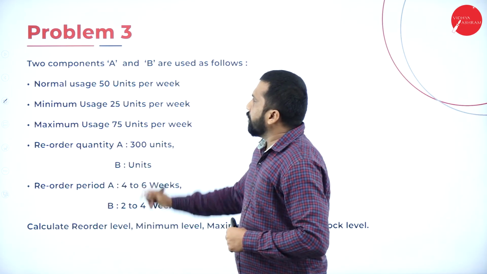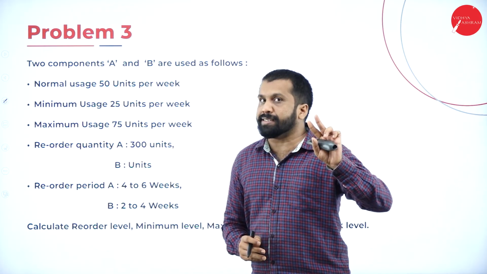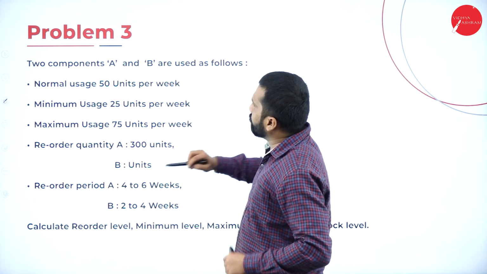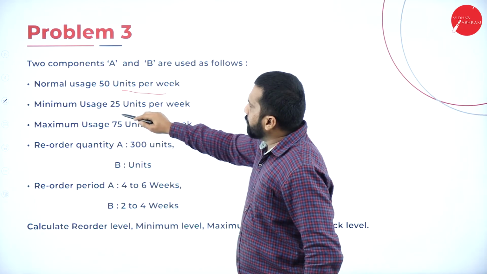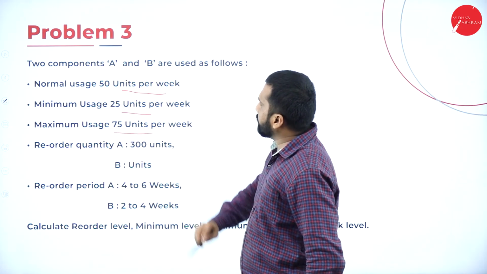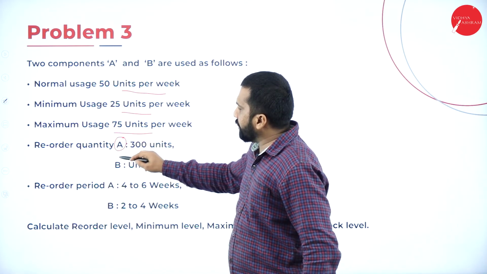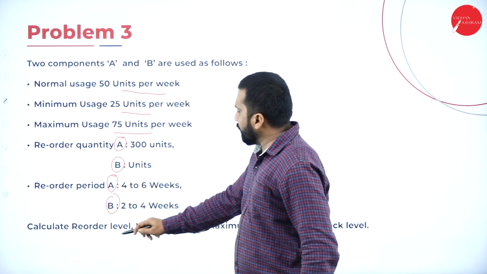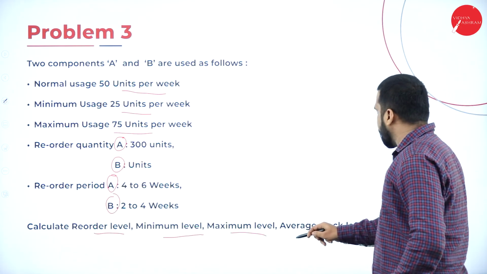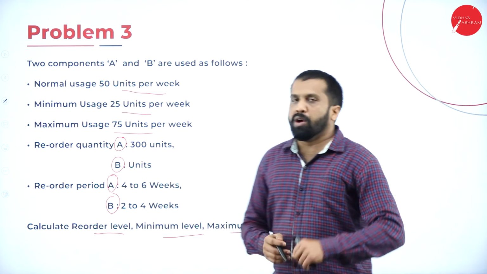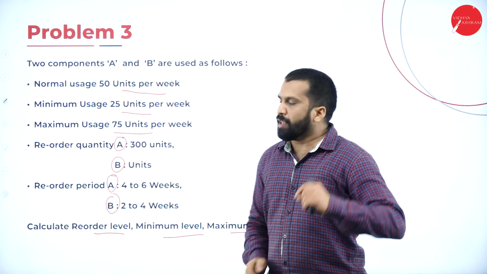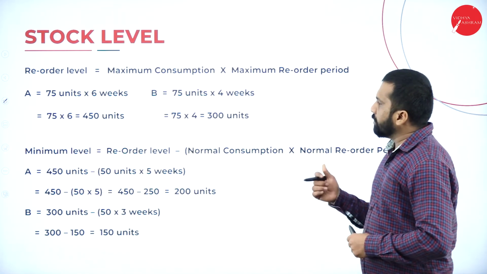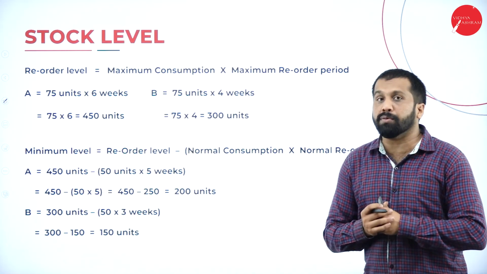I'll show you this. 2 companies, same problem you have to do twice. Now, 2 components A and B are used. Normal usage 50 per week. Minimum usage 25. Maximum usage 75. Reorder quantity for A and for B. Reorder period for A and for B. Calculate reorder level, minimum level, maximum level, and average stock level. The whole problem you have to do for A, and the whole 4 formulas you have to do for B. I'll show you. Just take screenshot and you have to work out.